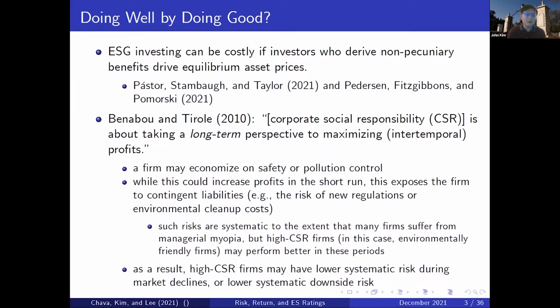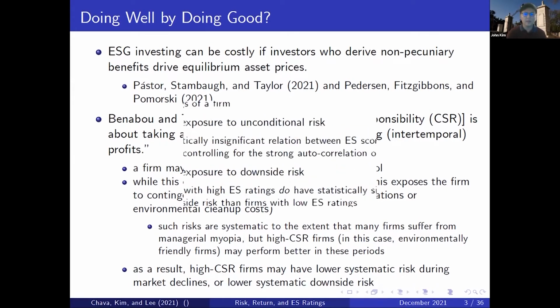So we hypothesized that these types of risks would be systematic to the extent that many firms suffer from managerial myopia. But of course, when many firms are suffering, high CSR firms, in this particular example the environmentally friendly ones, might perform better. As a result, we hypothesized that high CSR firms might have lower systematic risk during market declines, or lower systematic downside risk.